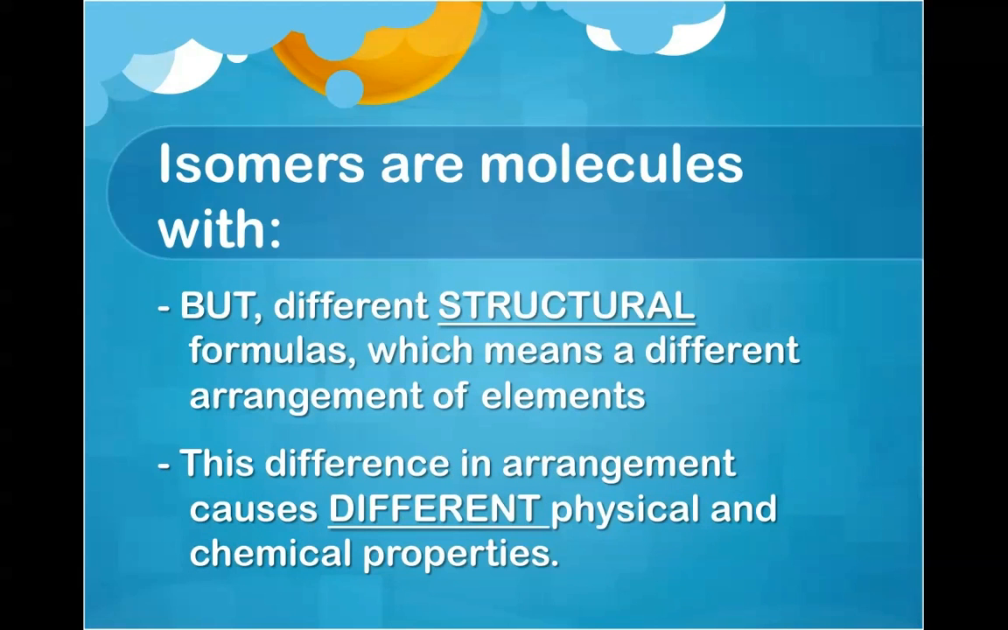However, they have different structural formulas, which means they have a completely different arrangement of elements. So while they have the same maybe carbons and hydrogens, if we're talking about a hydrocarbon, they're arranged differently. So this difference in arrangement causes different physical and chemical properties. So while they have the same number of each element, their structural formulas are different, so everything else in terms of their properties is different.